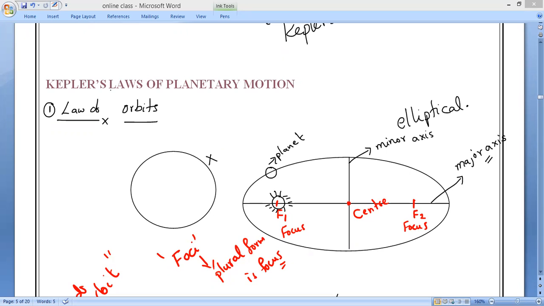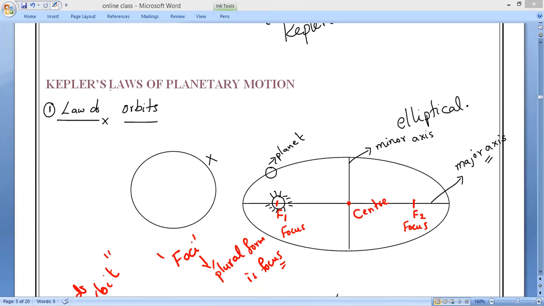Is there any doubt? Anybody, please ask me. Are you clear? So simple. What do we mean by the first law? The sun is located at one of the foci, and the planets revolve around the sun. All the planets move around the sun in an elliptical orbit, with the sun located at one of its foci. That is what is called Kepler's first law of planetary motion. Also, we can call it the law of orbits.